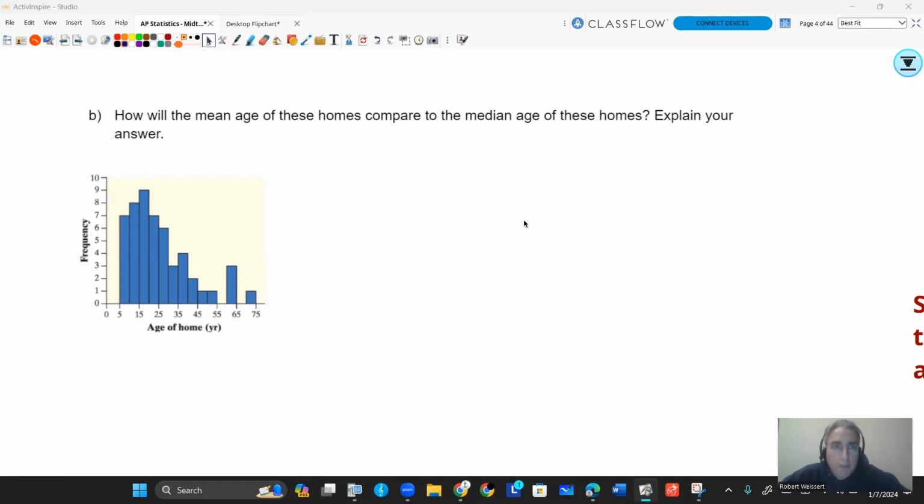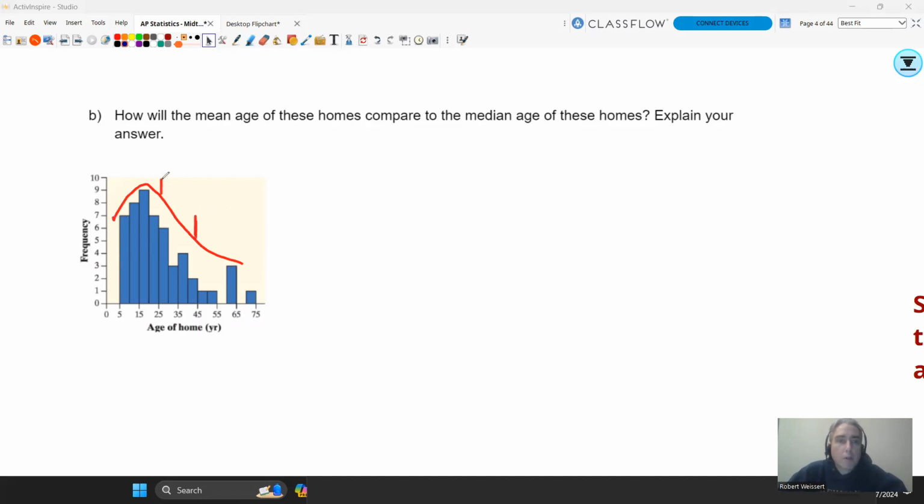Question number 2 is dealing with the same data. It says, how will the mean age of these homes compare to the median age of these homes? Anytime you have right skewed data, well, skewed data in general, the mean is always going to be in the direction of the skew. So if the data is going to be skewed to the right, then you would expect the mean to be somewhere over here, whereas the median is going to be a little bit less. So you might see the median here and the mean over here. So we would expect the mean to be greater than the median.